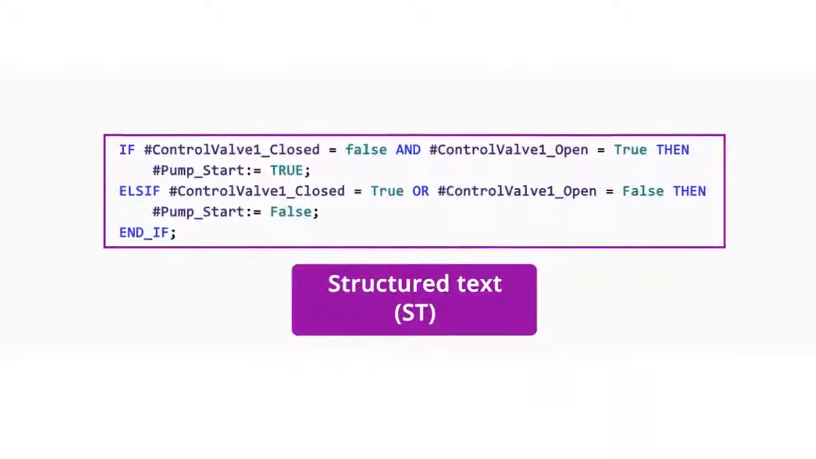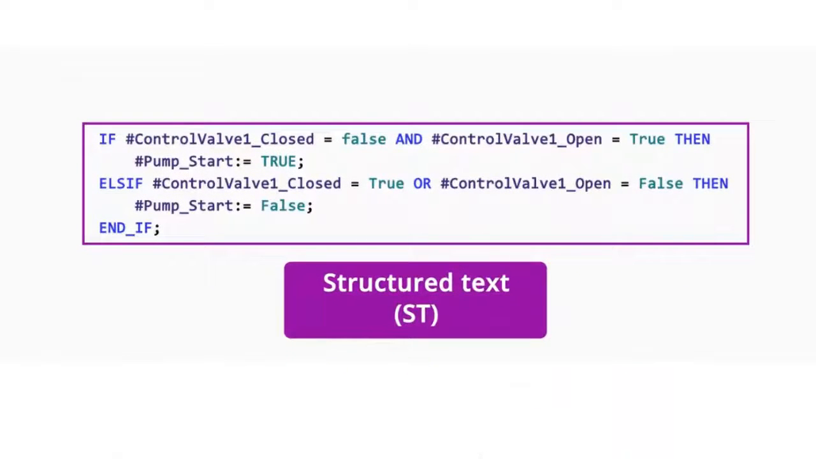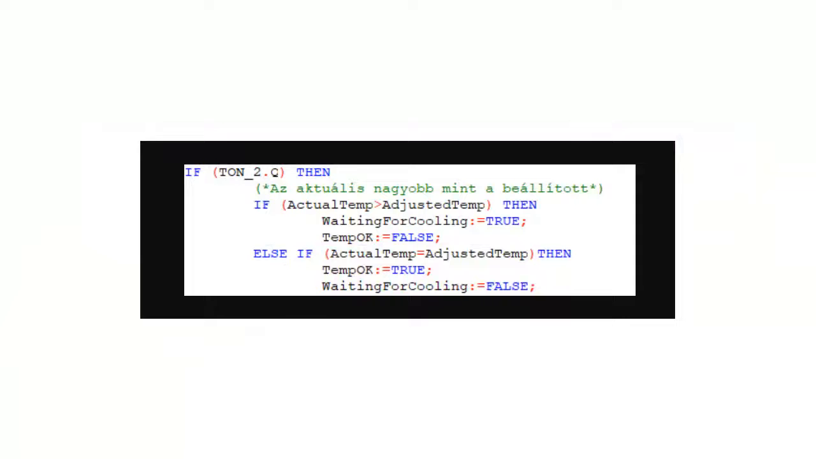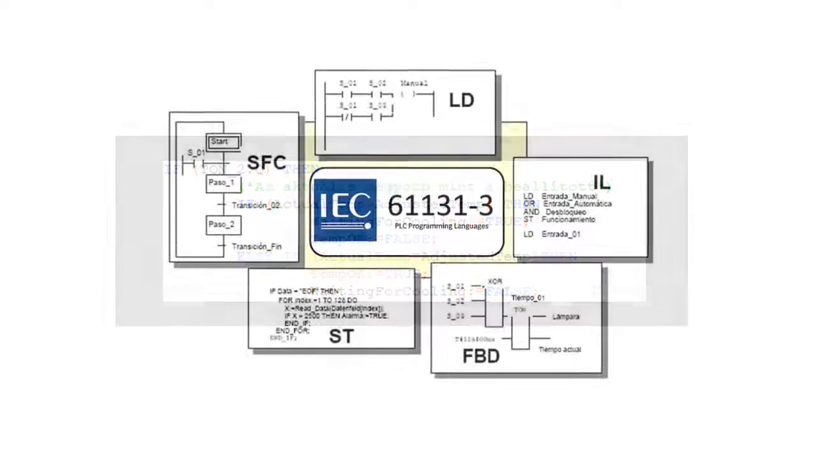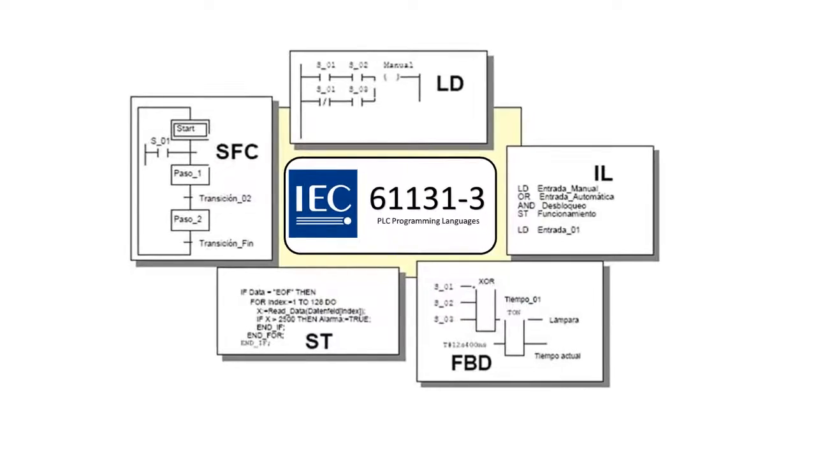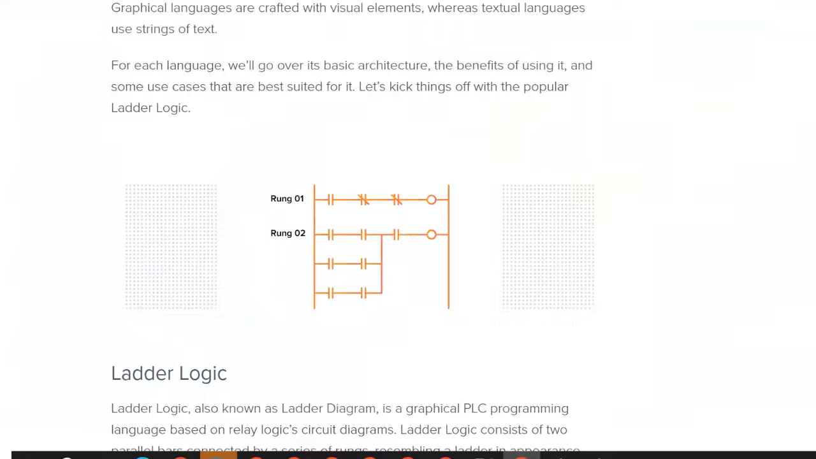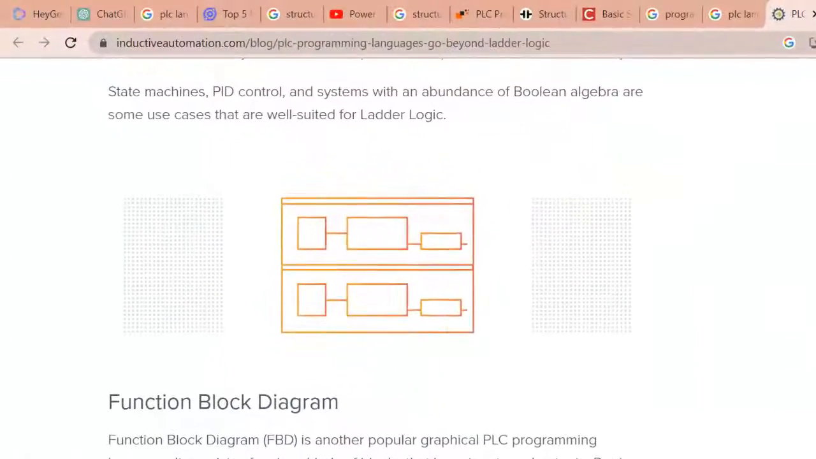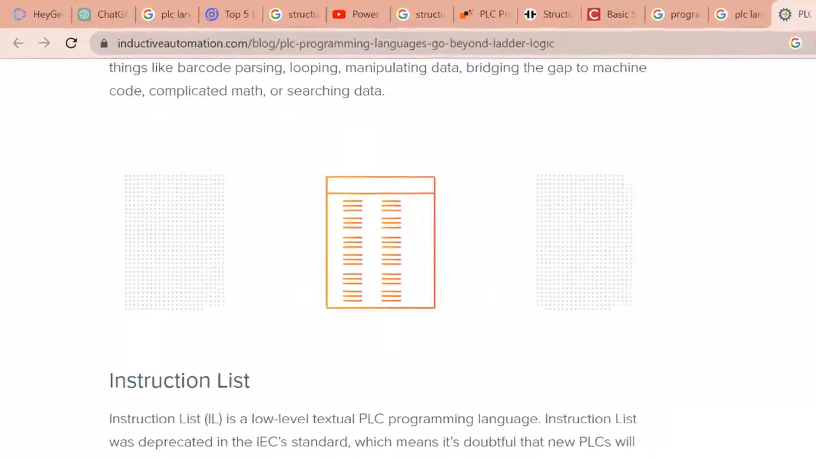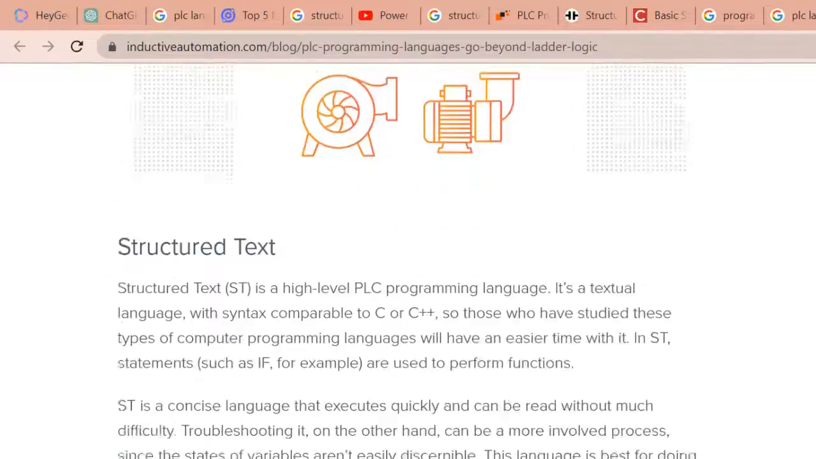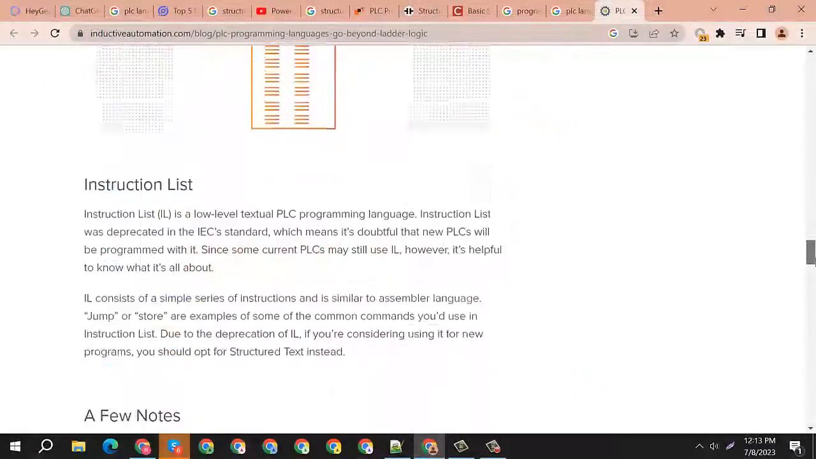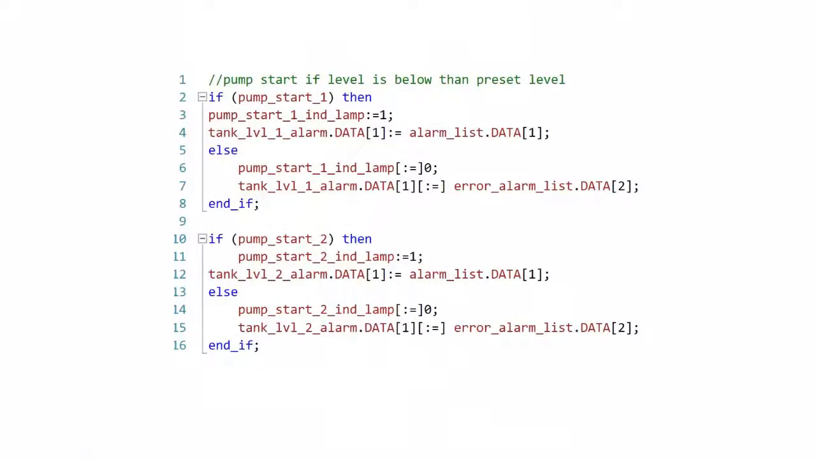Structured Text, ST, is a high-level programming language used for programming programmable logic controllers, PLCs. It is one of the five IEC 61131-3 standard programming languages, which also include ladder diagram, LD, function block diagram, FBD, instruction list, IL, and sequential function chart, SFC. Structured text is a text-based language that allows you to write code in a structured and procedural manner.